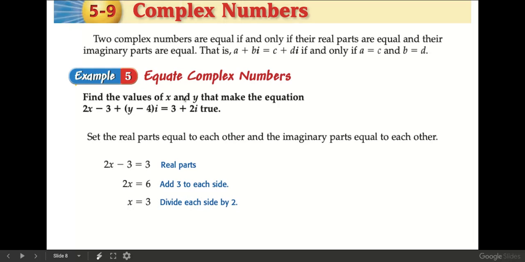So in order for this equation to be true, x must be 3, right? Because if it's 3, 2 times 3 is 6. 6 minus 3 is 3. So I'll have 3 here and 3 here. It'll be equal. So that's the real part.